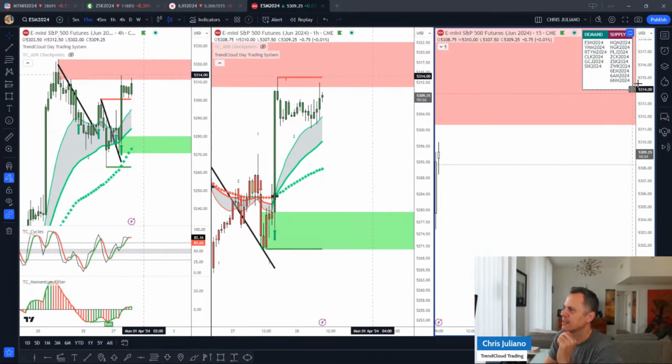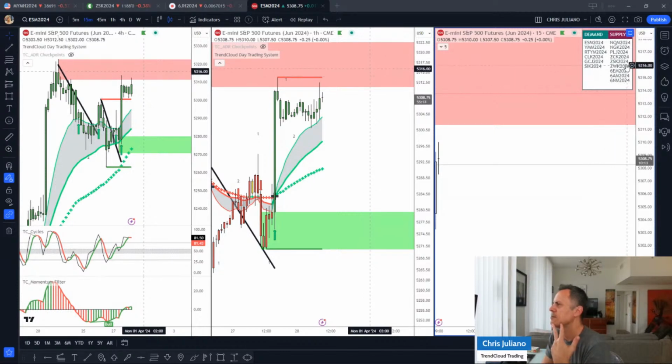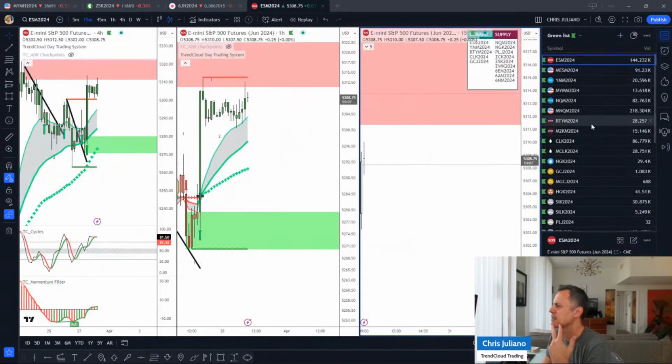But what we see is we do have some contracts that are up. The S&P, the Dow, the Russell, crude oil, gold, silver, those are up. But look at everything that's down. The NASDAQ is down. Let's take a look at the NASDAQ.